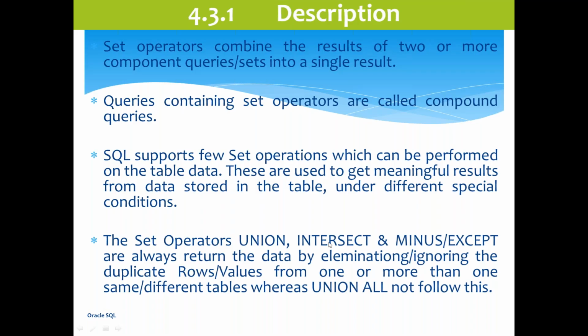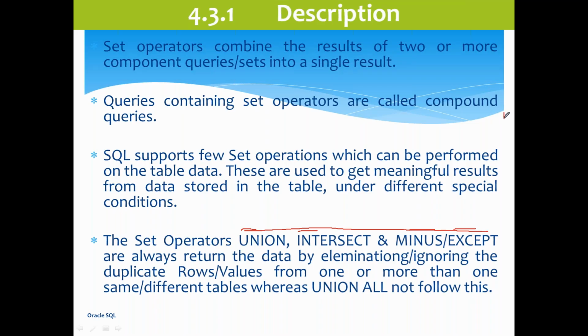Okay, the set operators are union, union all, intersect, and minus. So total four set operators are available. Out of all those, union, intersect, and minus, these three always return the data by ignoring the duplicate rows. In some databases, minus is called except. These three set operators always eliminate or ignore the duplicate values. By default, they will ignore the duplicate values.